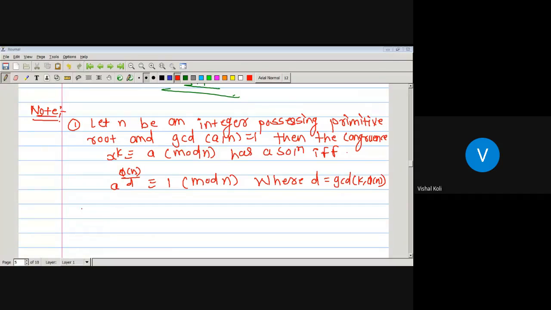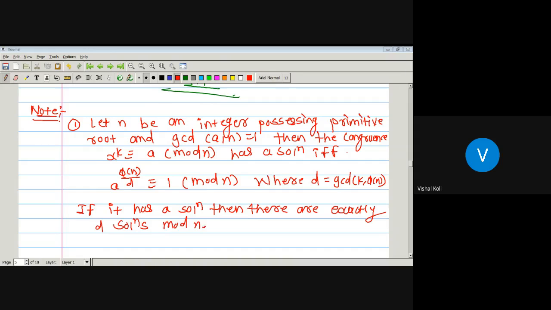Okay, and if it has a solution, then there are exactly d solutions modulo n. Okay, so this will be a result which can be used to solve some problems.